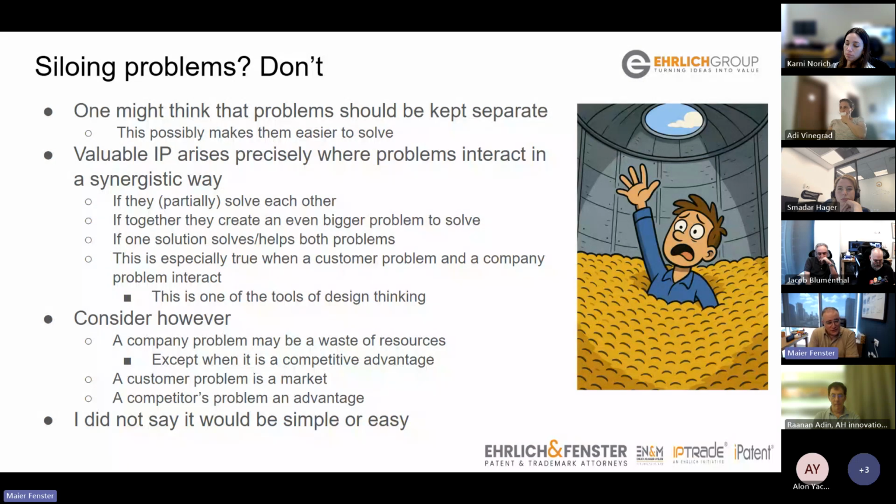So you shouldn't silo your problems, even though it's a lot and complicated. But I want to give you a different view of problems that you might have. When the company has a problem, if it's not a competitive advantage, as I'll describe later, it's basically going to waste resources. If a customer has a problem, it's a market. He has a problem, we solve it, he gives money. If a competitor has a problem, that appears to be an advantage because the competitor can't do what they want, so we can move along. Sometimes.